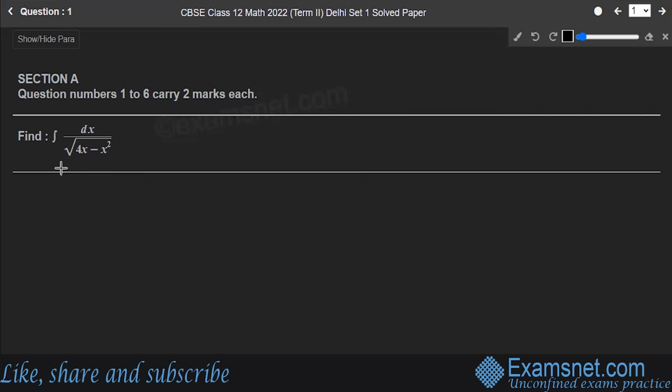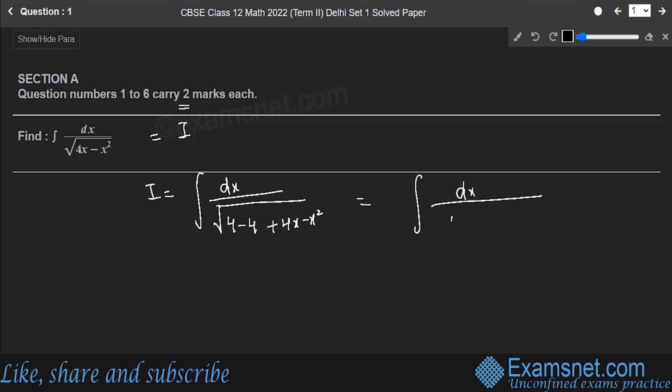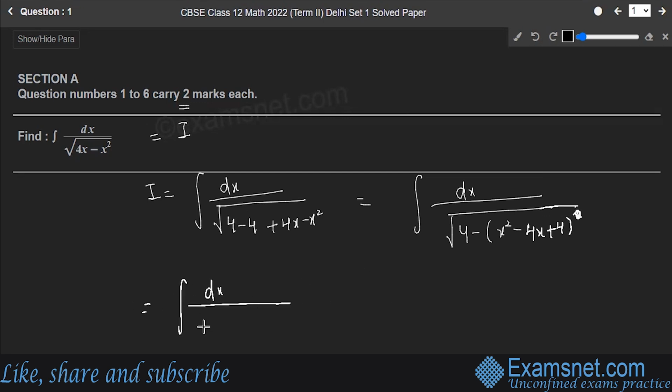Here we go. You have to find the integral of dx upon 4x minus x square. This is a 2 marks question, so it's not going to be a very tough one for you. Let's say this is I. So I can be written as the integral of dx upon root of 4x minus x square. I'll add and subtract 4 here, so this becomes the integral of dx upon root of 4 minus x square minus 4x plus 4. So this is equal to dx upon root of 2 square minus (x minus 2) square.